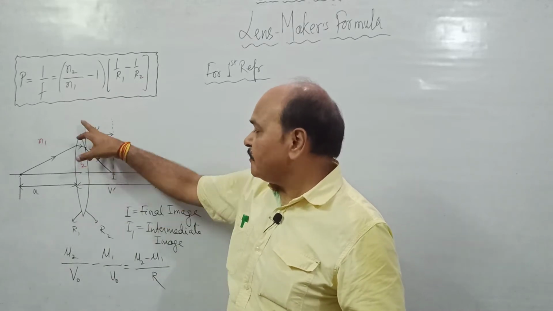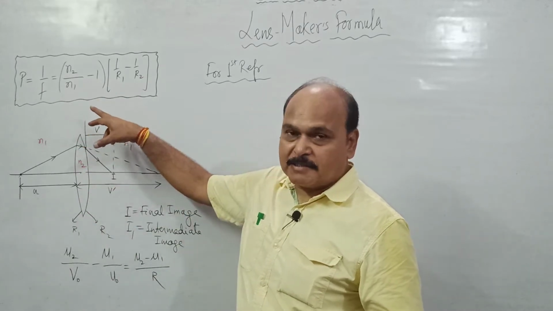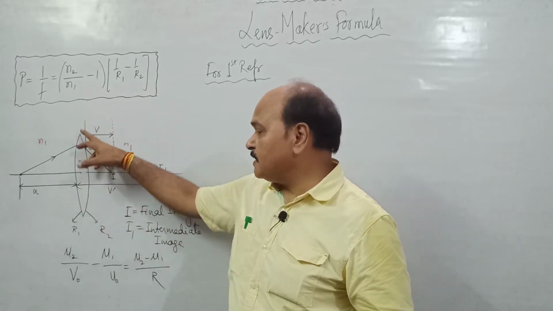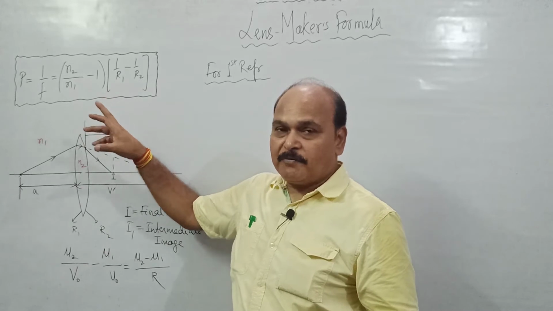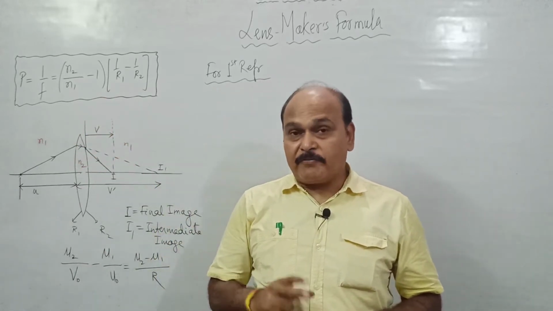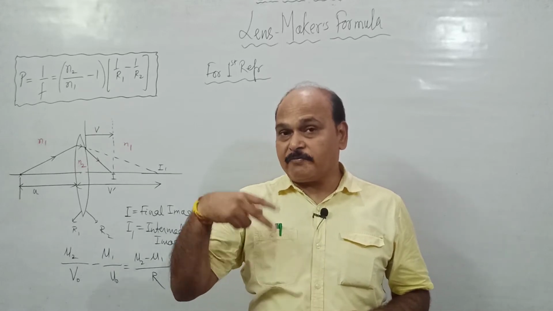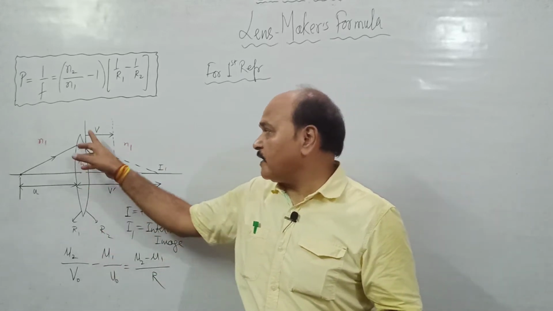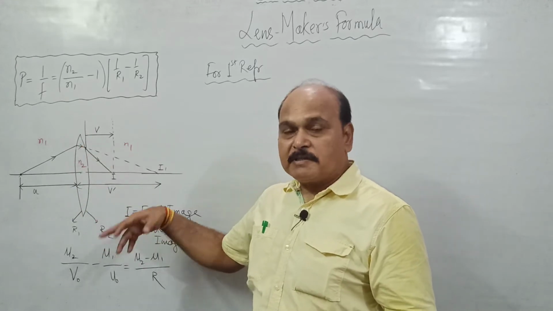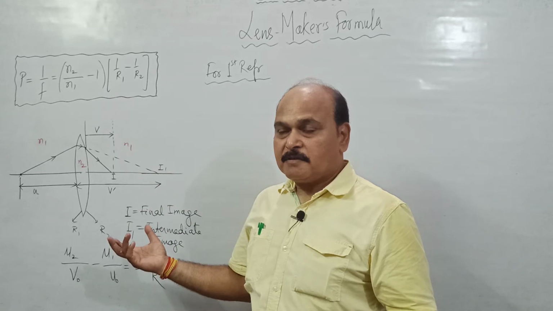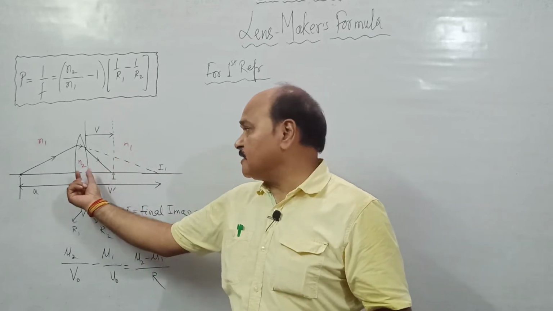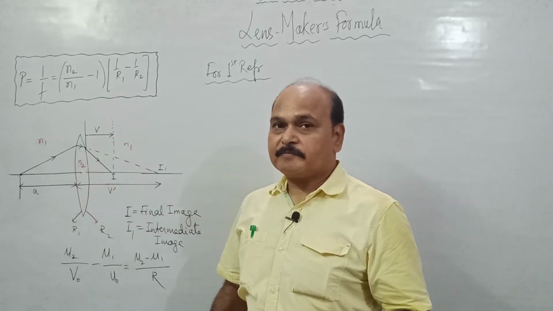So here we have made a lens. This is in general any lens, not a biconvex lens. When a ray of light passes through a lens, it undergoes refraction twice. Once it is refracted at surface number 1, and then it undergoes refraction across the second surface. This is an arbitrary thin lens, and this separation is taken as negligible.